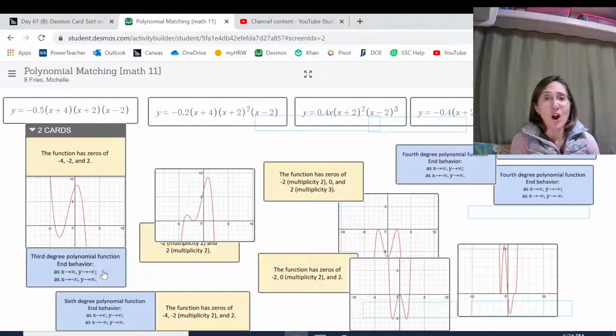So you want to sort the other cards, see what goes together, and then I want you to open up another tab of Desmos and graph these 1, 2, 3, 4, 5 polynomials and see if your graph matches what is on the cards. That way you'll know that you did them correctly. So, well, I think that is everything.